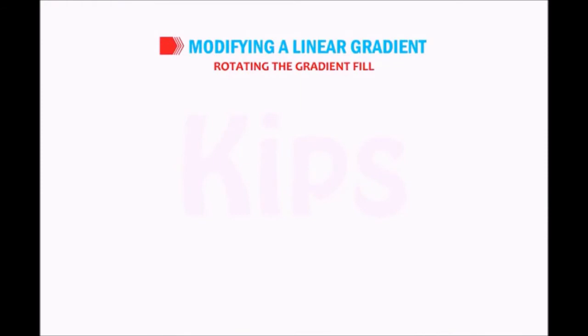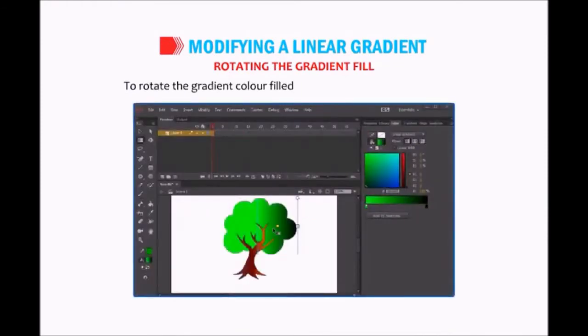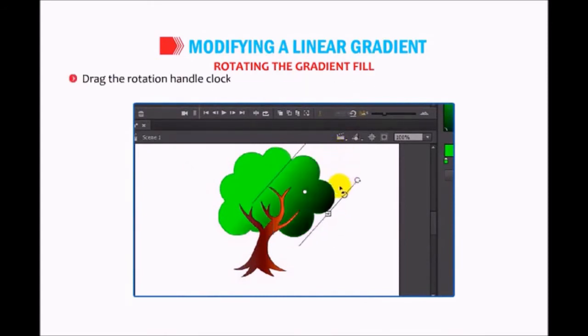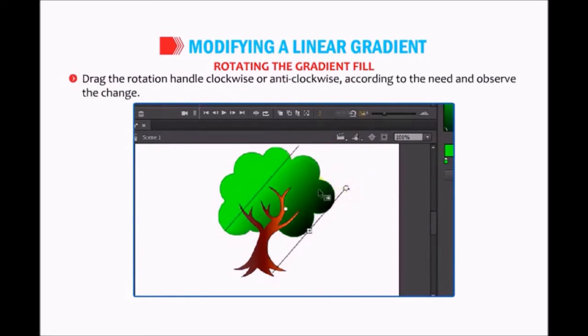Rotating the gradient fill. To rotate the gradient color filled inside a shape, follow these steps. Position the pointer over the rotation handle. The pointer shape changes. Drag the rotation handle clockwise or anti-clockwise according to the need and observe the change.